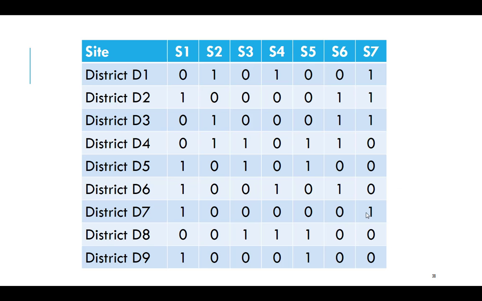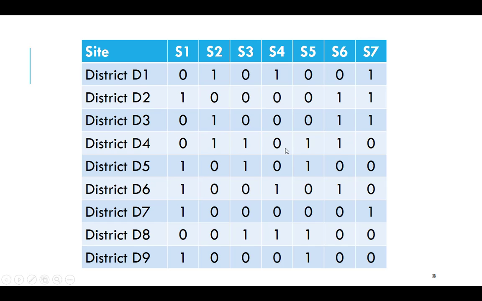So here's what the data looks like. We have 7 potential sites, which I'm calling S1, 2, 3, all the way up to S7. We have 9 districts, D1 through D9. So for example, if site 1 is chosen, it cannot reach district 1. It can reach district 2, district 5, district 6, district 7, and district 9, all within the 3 minutes. Site 2, on the other hand, can reach district 1, 3, and 4, etc.